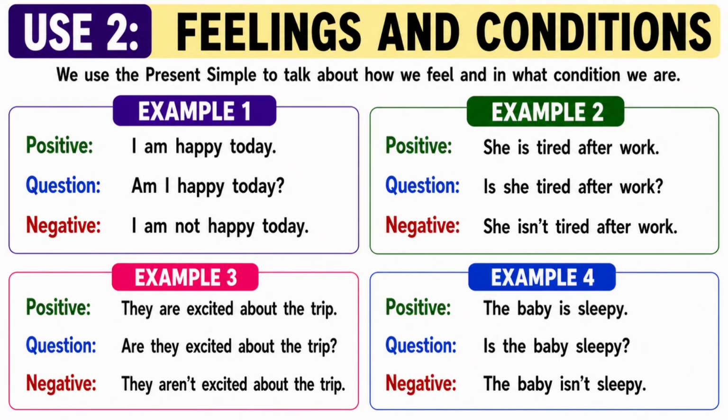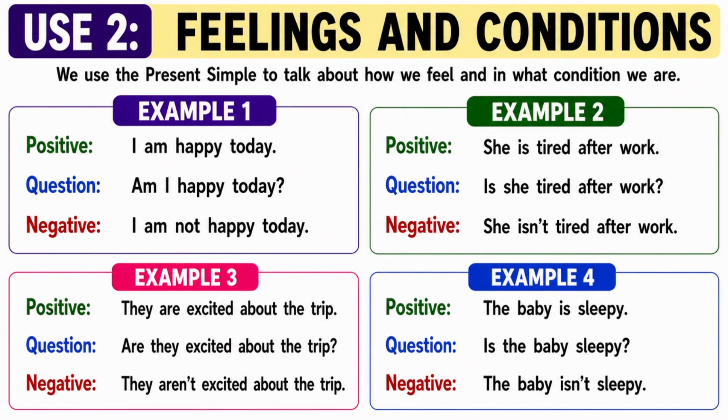Example 3. Positive. They are excited about the trip. Question. Are they excited about the trip? Negative. They aren't excited about the trip. Example 4. Positive. The baby is sleepy. Question. Is the baby sleepy?